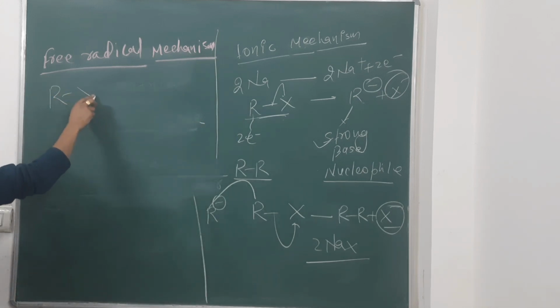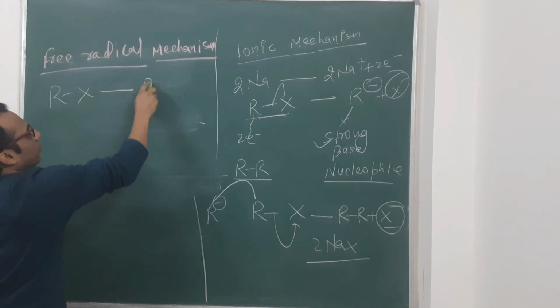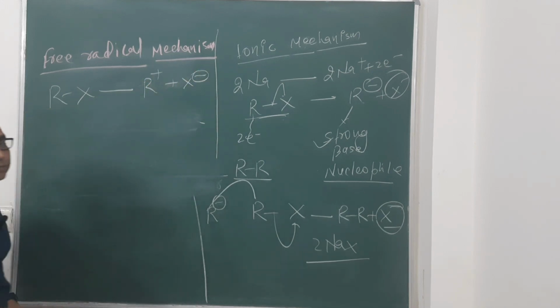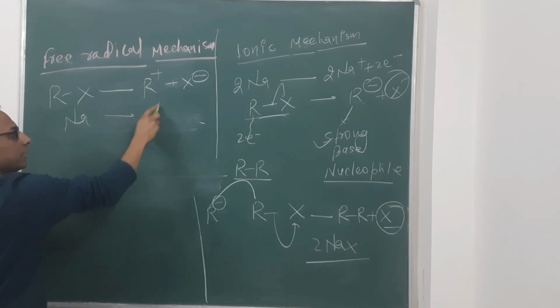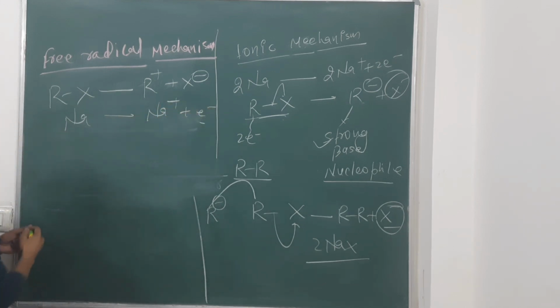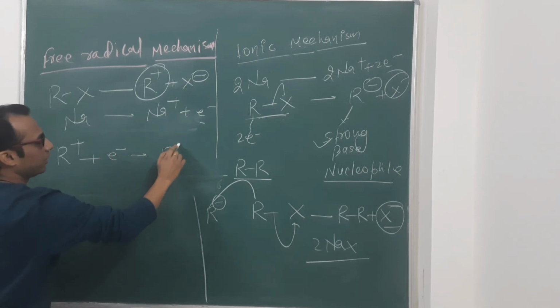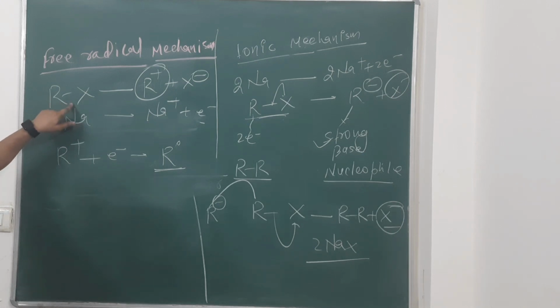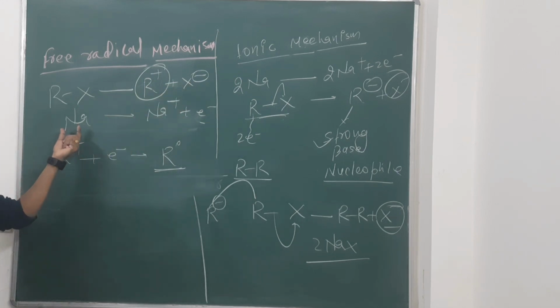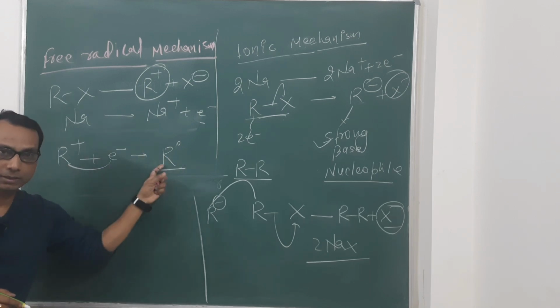So what happened in the free radical mechanism, students? See, RX, you have taken 1 mole of RX, that will dissociate or break into R plus and X negative, and sodium has a tendency to lose electrons, correct? Now the alkyl cation takes one electron from sodium, and an R free radical is formed.